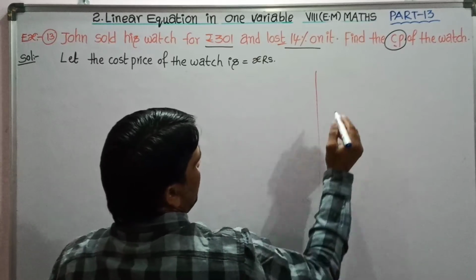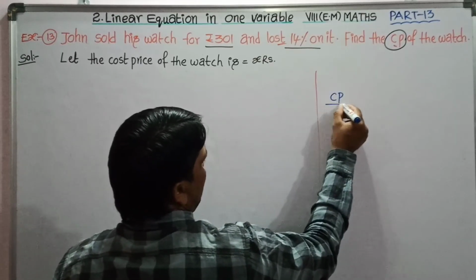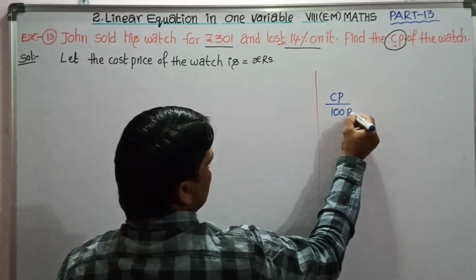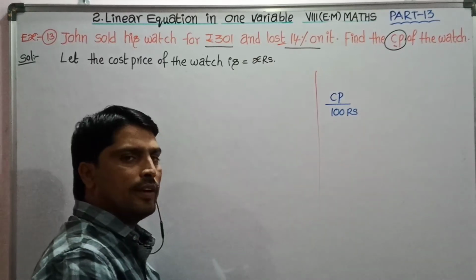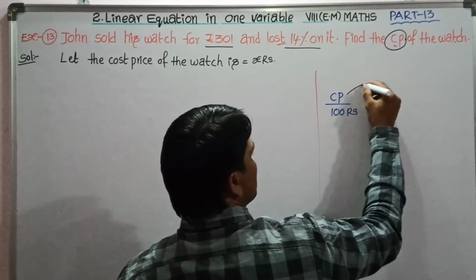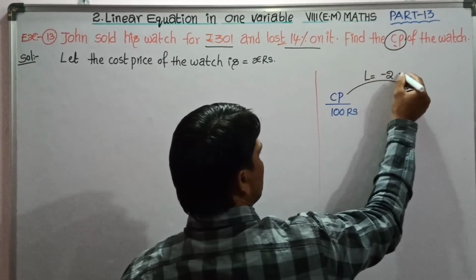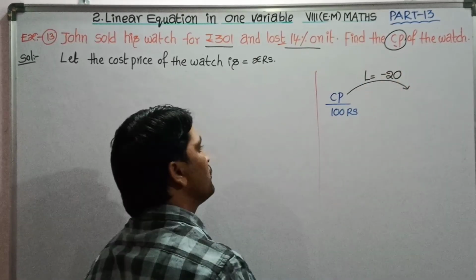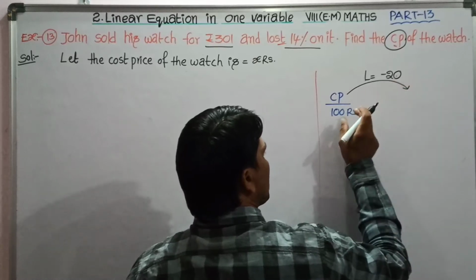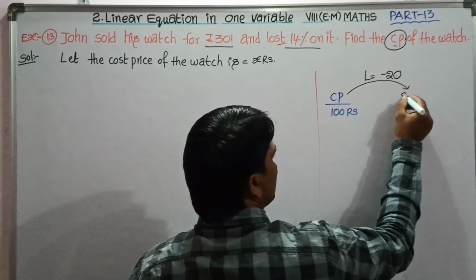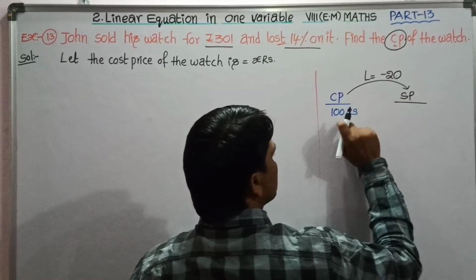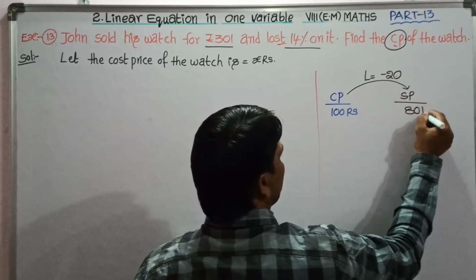Suppose the cost price of an article is 100 rupees. Suppose there is a loss of 20 rupees. Loss is always denoted by negative. Suppose there is a loss of 20 rupees on selling that article. So what is the selling price of the article? That is 100 minus 20, 80 rupees.